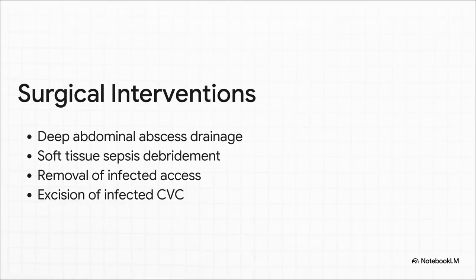These families capture a really wide spectrum of surgical source control. We're talking about everything from debriding necrotizing systemic infections, all the way to the physical extraction of an infected central venous catheter or PICC line directly in the OR. The key question you always have to ask is, does the procedure actually match the severity of the infection?